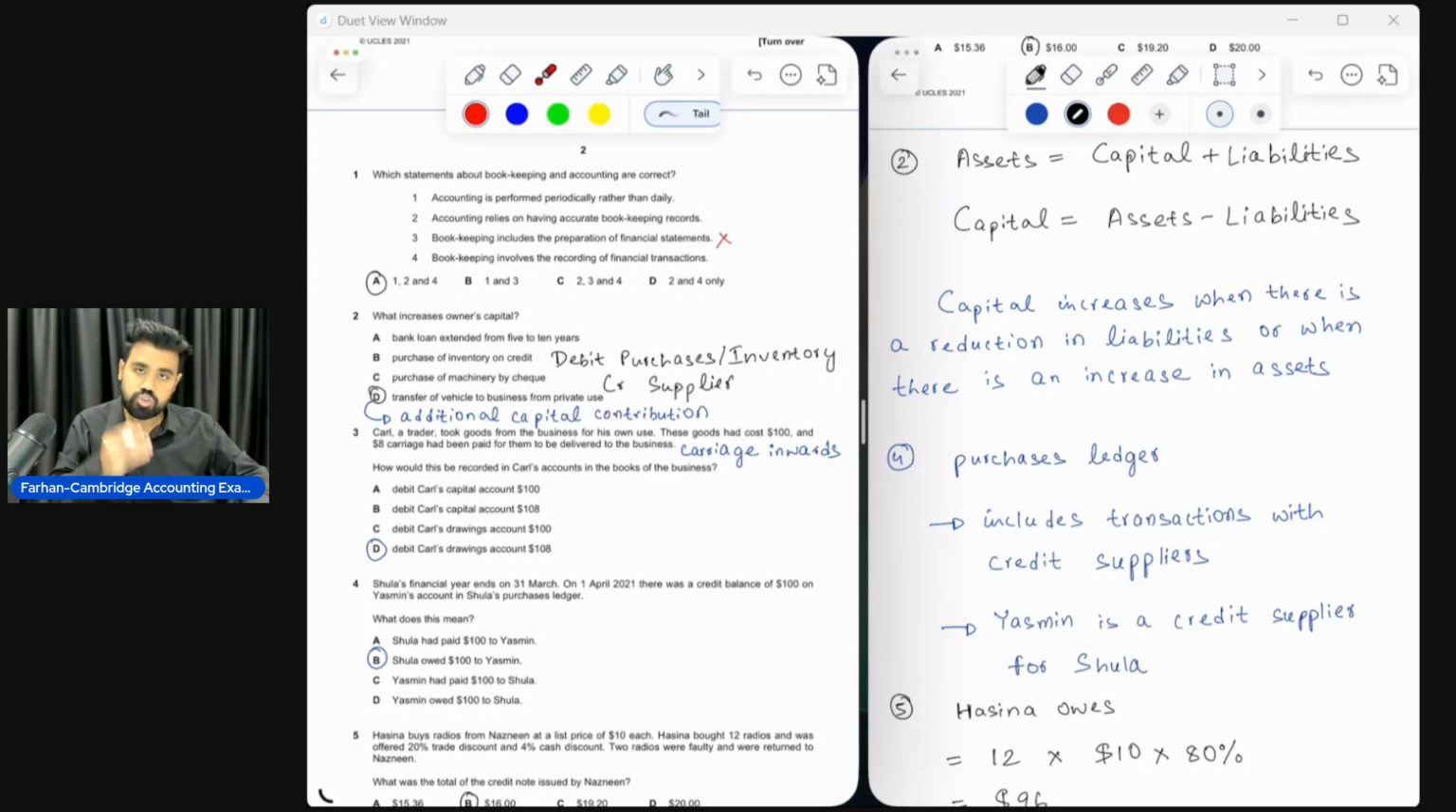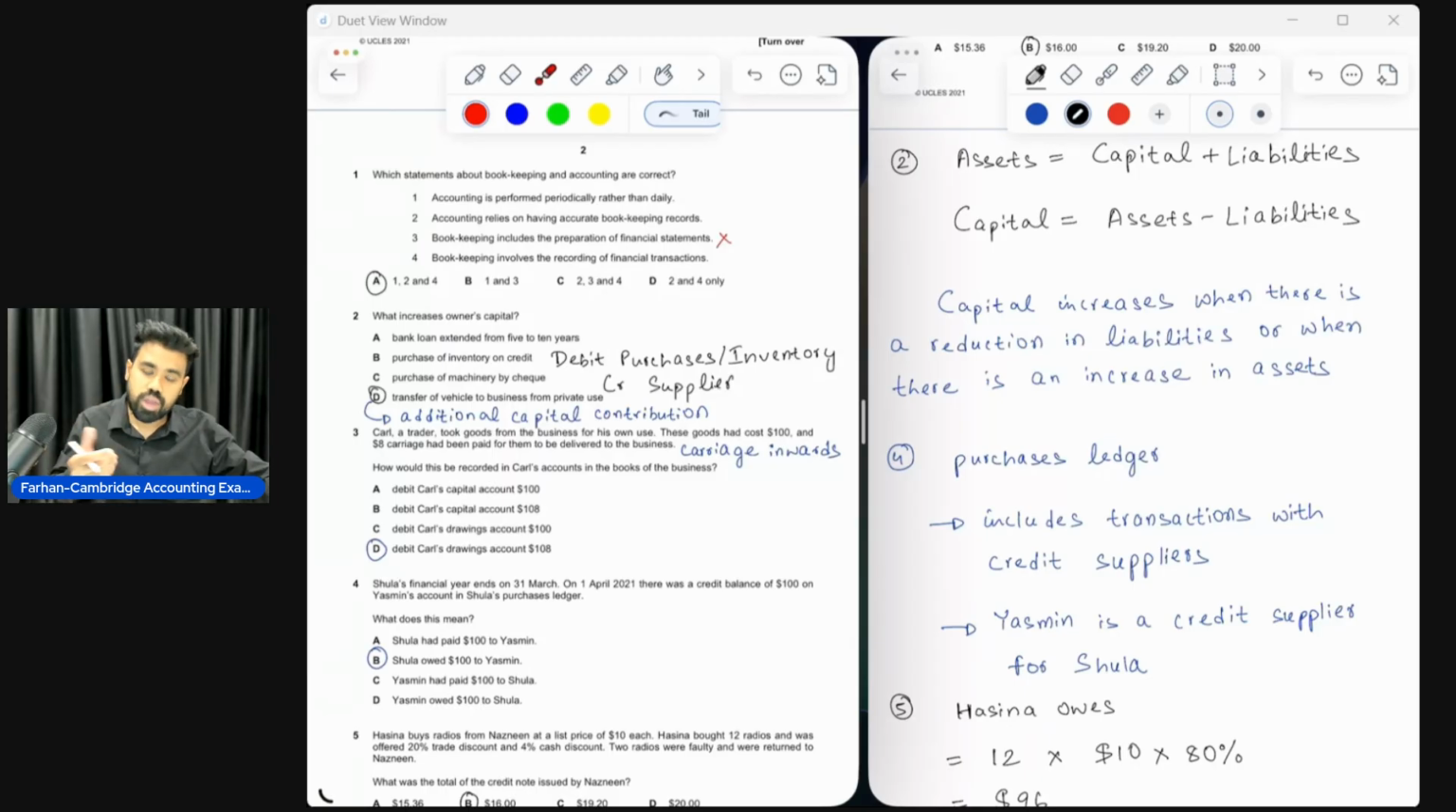What about statement 2? Accounting relies on having accurate bookkeeping records. Absolutely. Whatever trial balance has been prepared after the journals, after the ledgers, after all the correction of errors and the adjustments have been done, we are using this updated trial balance to prepare the financial statements, which are the income statement and the balance sheet. Therefore, our income statement and balance sheet are dependent on an accurate trial balance, which is again dependent on accurate bookkeeping. So statement 2 is definitely correct.